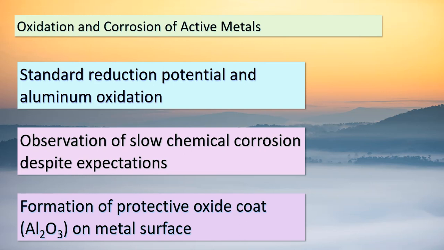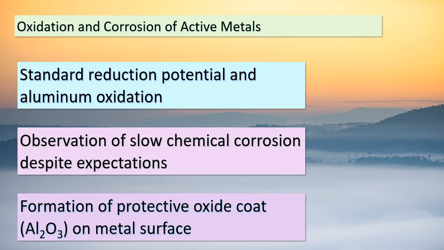This coat, composed of a hydrated version of aluminium oxide, forms on the surface of aluminum. This oxide layer is incredibly clever, it doesn't allow oxygen or water to permeate through. As a result, the underlying metal remains shielded from further corrosion.